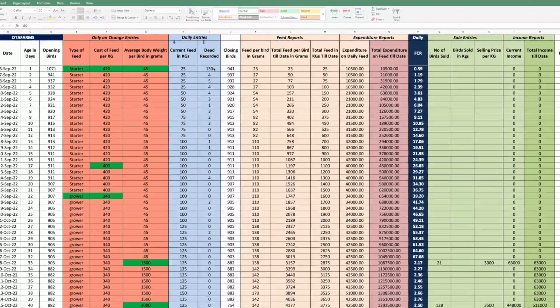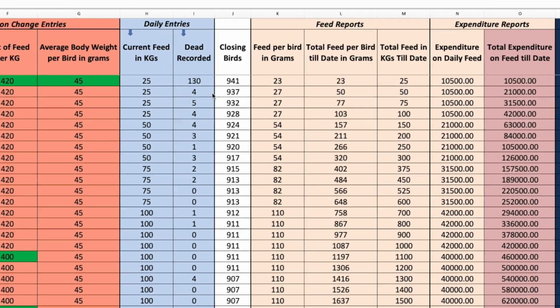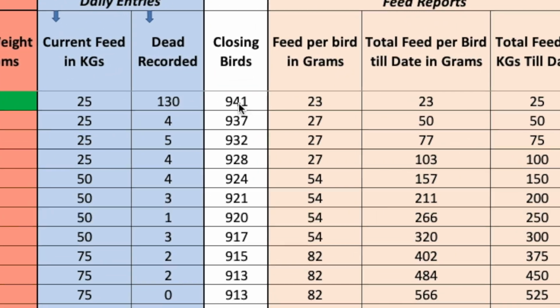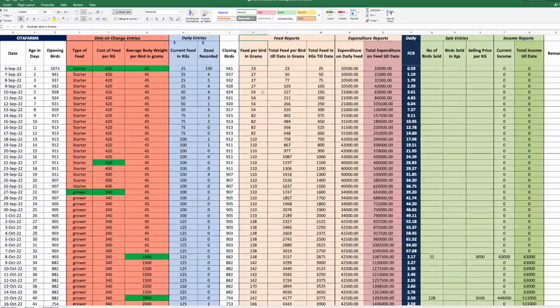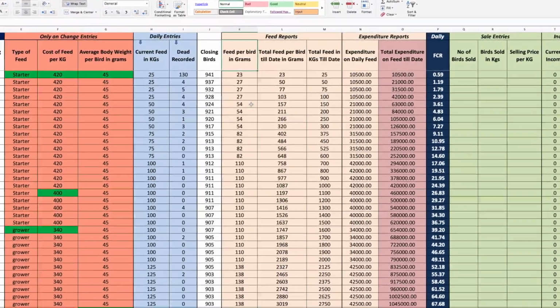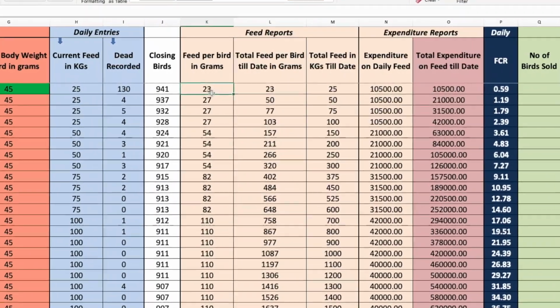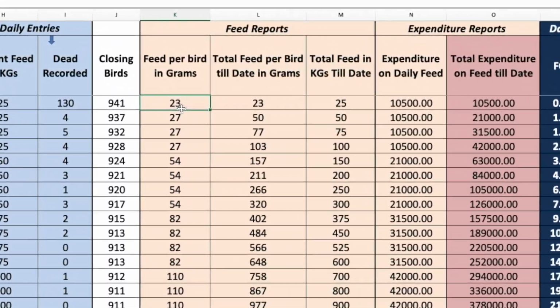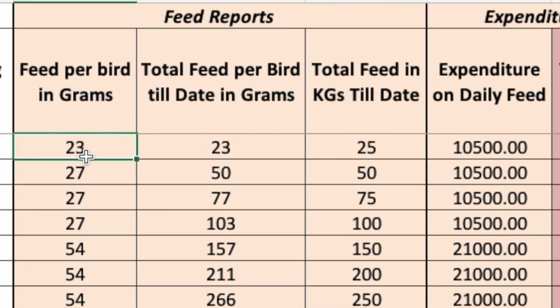Once you enter all this information, the rest gets automatically calculated for you. For example, you can see on the first day we had 941. Another set of data that is automatically calculated for you is the feed per bird in grams. This particular sheet will automatically calculate the amount of feed that you're feeding each bird in grams.